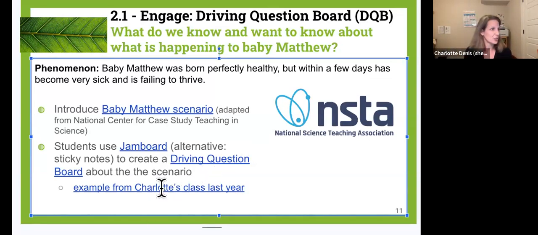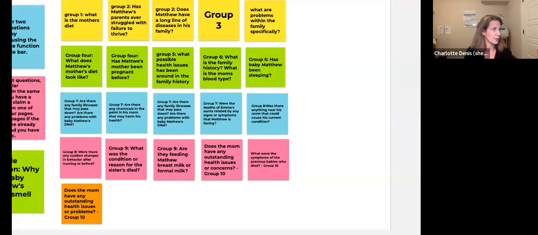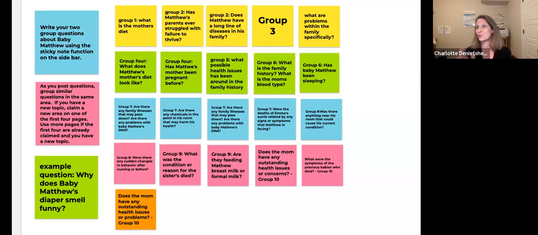Let me just click on here and show you an example from my class last year, the Jamboard that my class generated. This group decided that they wanted to color code. Not only do we share the questions, but then we also group them based on the type of questions. So you can see that here, each group identified their question by their group number. And then as a class, they work together to reorganize the questions to keep similar kinds of questions grouped together.